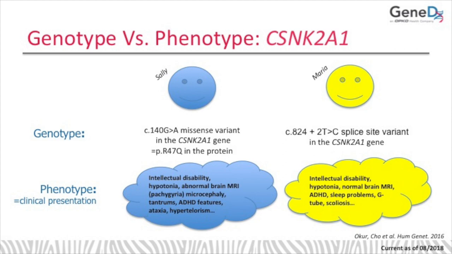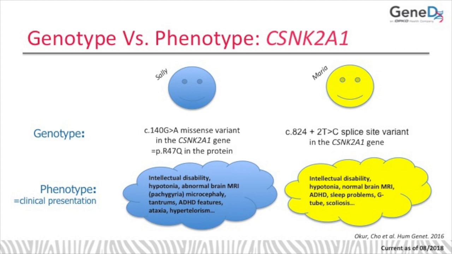So Sally's genotype is written here. You might see something like this on a genetic test report, right? So c. means we're talking about the DNA. At position 140 of the CSNK2A1 gene, Sally has an A where most of the population has a G. There's a change, or missense variant, from G to A.